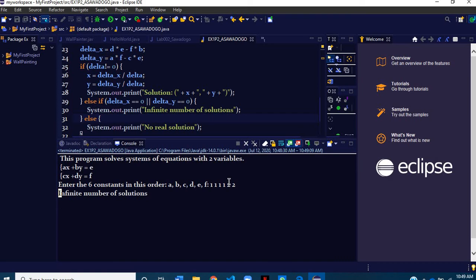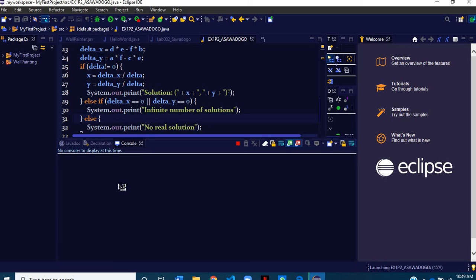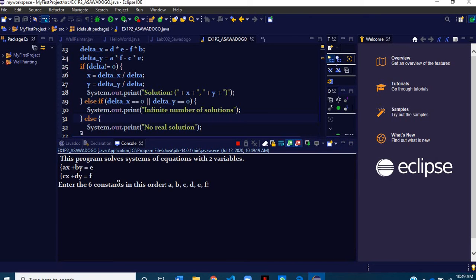But let's say that I had 1, 1, 1, 1. So it is supposed to be the same numbers at the offset E and F. But I say 2 and 3. So this shouldn't give me an answer. There's no solution. So no real solution. That's great.